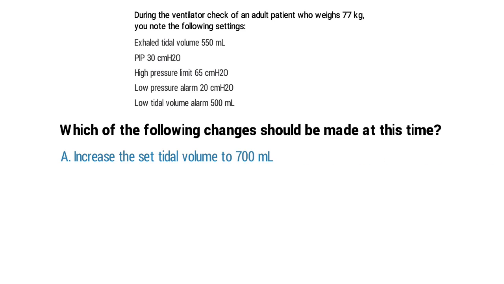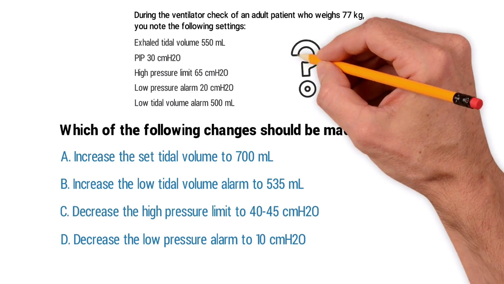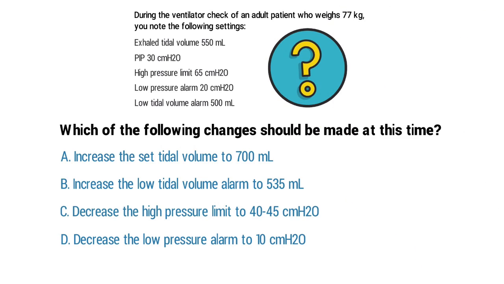A. Increase the set tidal volume to 700 milliliters. B. Increase the low tidal volume alarm to 535 milliliters. C. Decrease the high pressure limit to 40 to 45 centimeters of water pressure. Or D. Decrease the low pressure alarm to 10 centimeters of water pressure. Do you know the answer? If not, no worries, let's break it down.